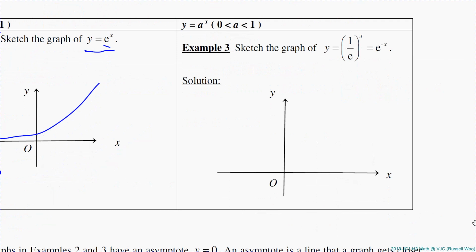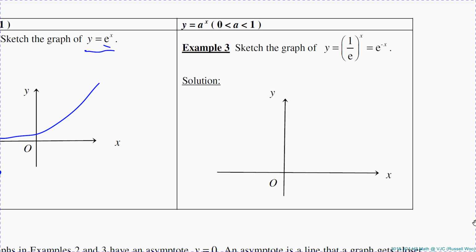You use the same idea. Can we deduce the graph of this one? You think about it. You sub x equals to 100, you get e to the power of minus 100. What do we get? Suddenly very quiet. Understand or not? If I sub x equals to 100 here, I get e to the power of minus 100. I get a very small number, very close to 0. I sub x equals to minus 100, I will get e to the power of 100. I get a very big number.